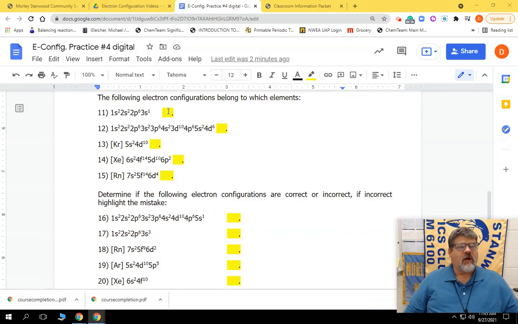Now there's a couple ways that we can answer it. It says the following electron configuration belongs to which elements. So we've got to figure out which elements they belong to. There's two easy ways to do it. We can tally up all of the superscripts: 2 plus 2 is 4, plus 6 is 10, plus 1 is 11. So we have number 11, or we can just look at the 3s1.